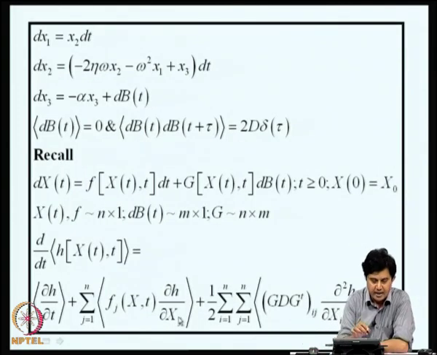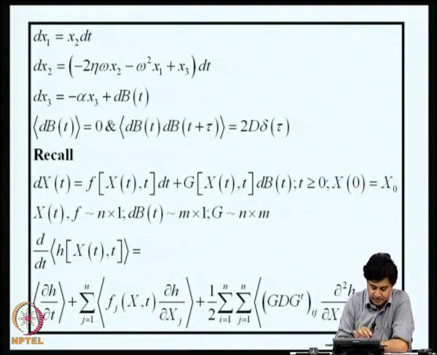Now, we rewrite this in the form of a stochastic differential equation. As we have seen, this is dx1 is x2 dt, dx2 is minus 2 eta omega x2 minus omega square x1 plus x3 dt, and dx3 is minus alpha x3 dt plus dBt, where dBt is an increment of Brownian motion process with these properties.